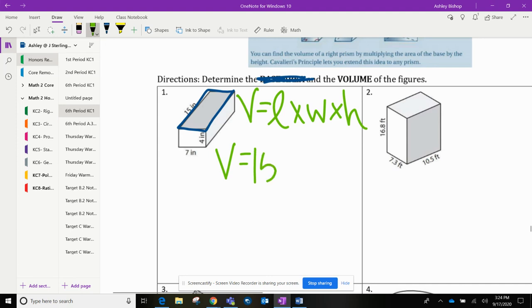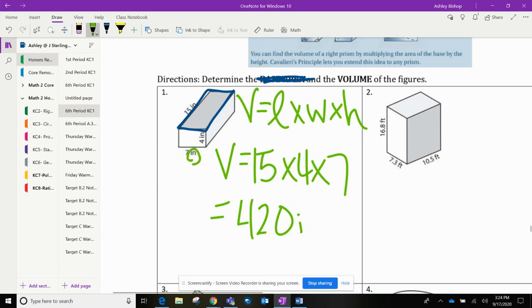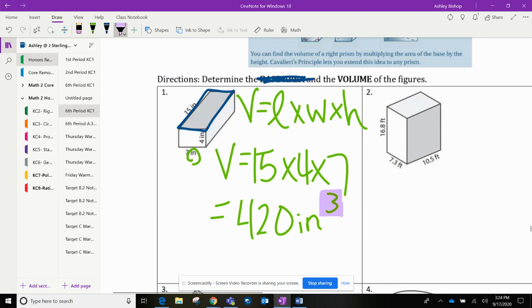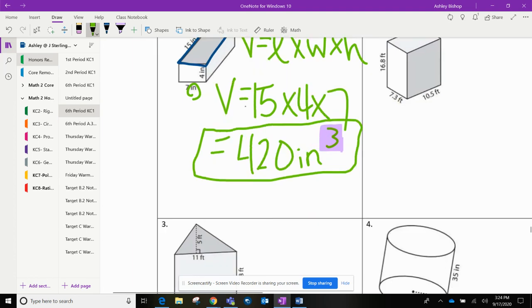So just use them. 15 times 4 times 7. You could pause this and put it in your calculator if you like, but you should get 420. Then don't forget your units. We're working with inches, and every time we do volume, we put that little 3. That means cubed. So this reads 420 inches cubed. Your problem is considered wrong without that cube, so you need that there. And this is my answer. It's a lot less work when you have the cheat sheet. That's for rectangular prisms. Rectangular prisms are really nice.